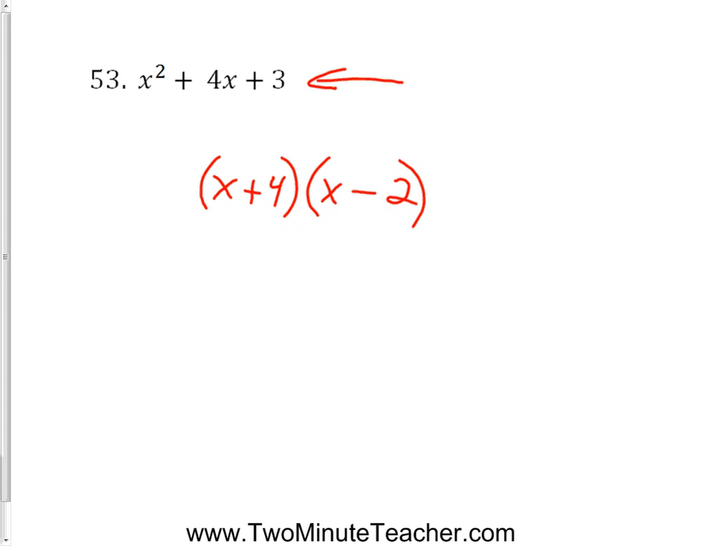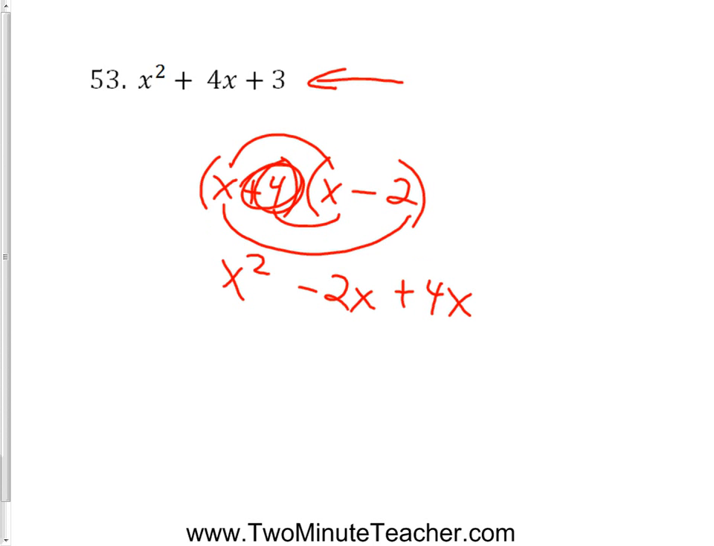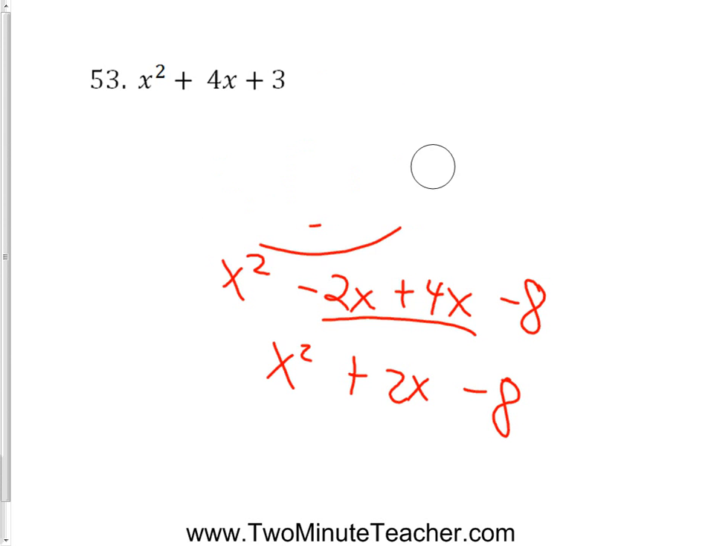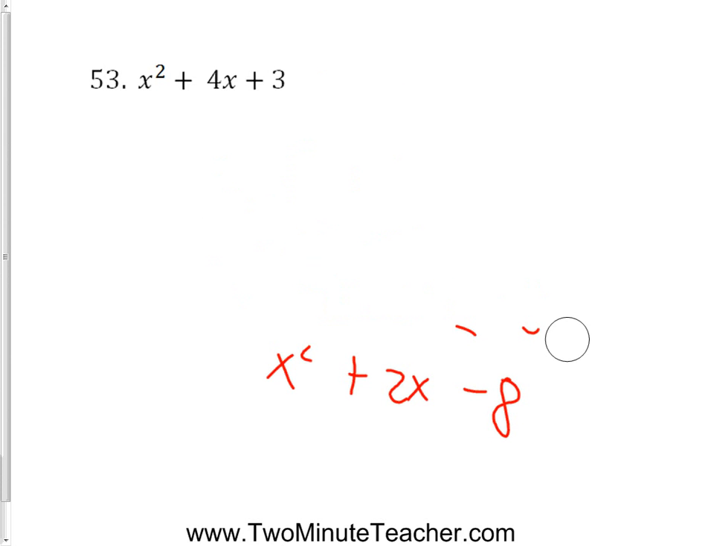If I multiply that out with FOIL, first, outside, inside, last, the firsts make x squared, the outside makes negative 2x, the inside makes positive 4x, and the lasts, this number and this number, would make negative 8. I'd have x squared, and then these two together make plus 2x, and then minus 8. All right, that's an example of a FOILing problem. And the reason I bring that up is that we're trying to make this into two factors which will then multiply out to this answer.